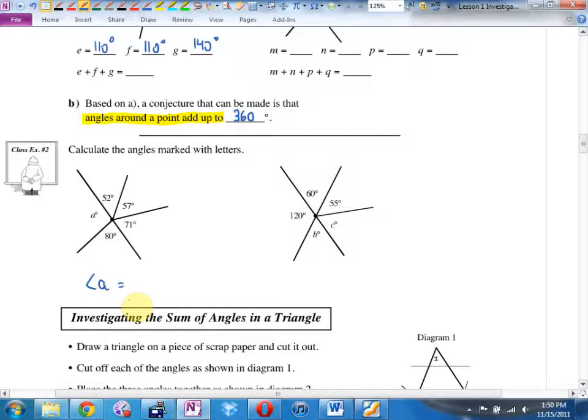Sam, what'd you get? 100? Sam says 100. Is she right? Wait a minute, Mr. Dueck. Isn't that a letter X? Shouldn't that be 71? And the answer is no. How come?